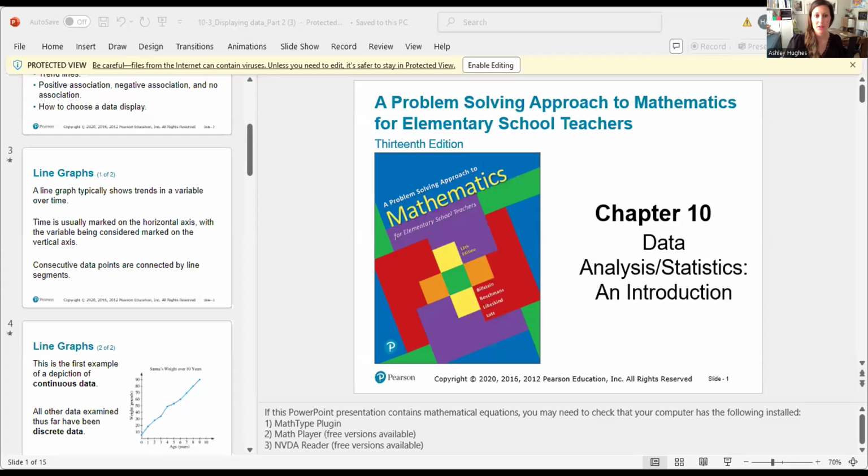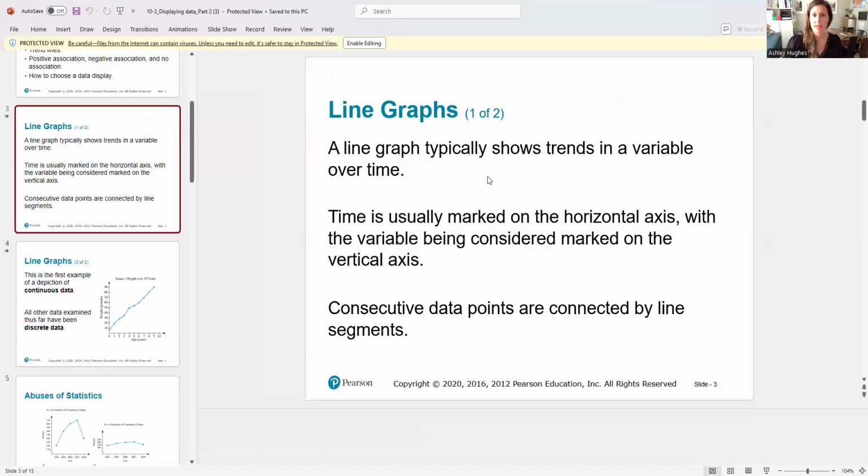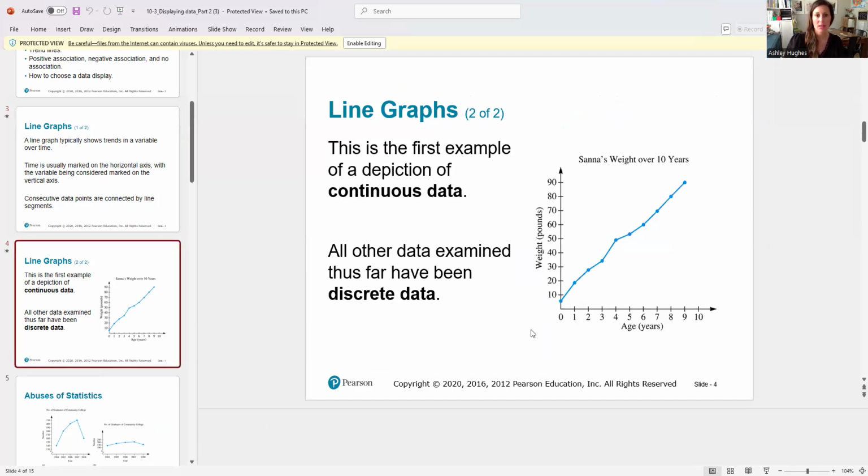All right, guys, let's jump into 10.3, which is much shorter than 10.2. It's just continued. So we are going to talk about line graphs. A line graph typically shows trends in a variable over time. Time is marked on the horizontal axis because it's the independent variable, and then the other data points are on the y-axis. So here we see age and we see weight.